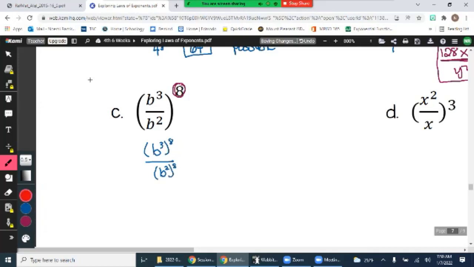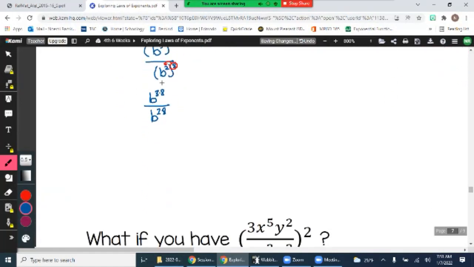Okay. 1 power with 2 exponents. Remember, you're going to multiply: 1 power, 2 exponents, grab that outside and multiply. So here we go. The top part of this becomes b to the power of 3 times 8. Bottom part, b to the power of 2 times 8. 3 times 8 will give us 24. And 2 times 8 will give us 16.